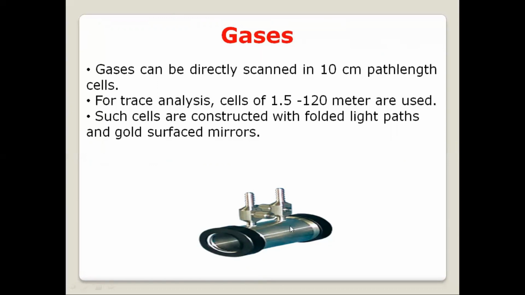For trace analysis, gas cylinders of 1.5 to 120 meters or longer can be used. According to use, you can change the dimension of this cylinder. Such cells are constructed with folded light paths and gold surfaced mirrors. If you require a long path through the sample in the long sample cylinders, then you can use the gold surface mirrors to amplify the radiation passing through the sample. So you will get better results.